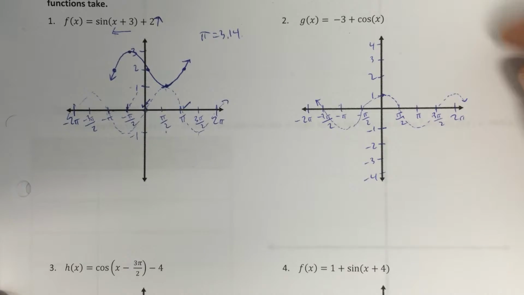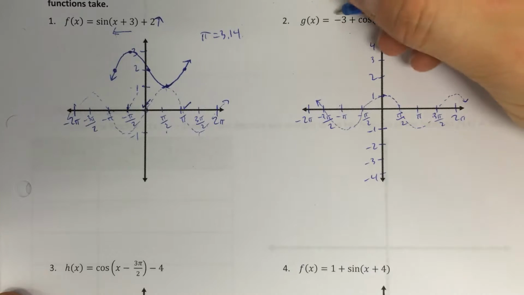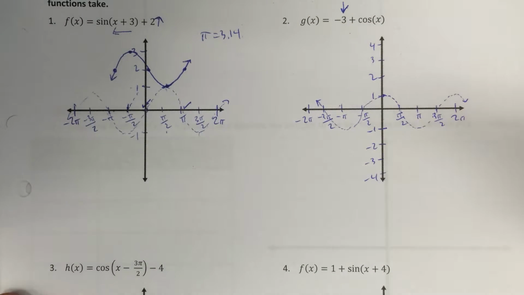Now, once you have that, if you want to try and graph this, I would recommend pausing it and trying it. But what we're doing is, since it's minus 3 outside, there's nothing inside, we just shift the points down 3.